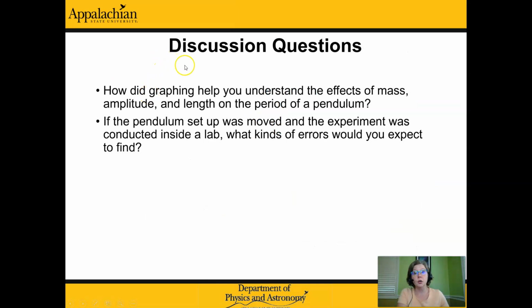The discussion questions for this lab are: how did graphing help you understand how the mass, amplitude, and length affected the period of the pendulum? And if this were not a simulation, what kind of errors do you expect from this lab in particular?